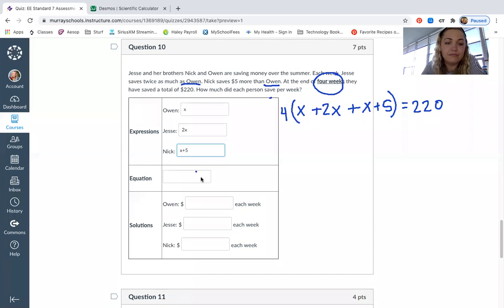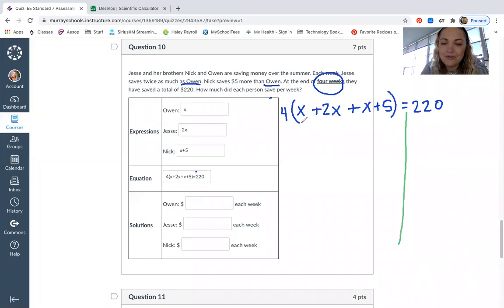Uh-oh. So 4 parentheses, X plus 2X plus X plus 5 equals 220. The other thing you can do here is simplify, and then you can type it in. Actually, I don't really know which one we prefer because I haven't looked at the key for this yet, but we'll find out at the end if we get it wrong.